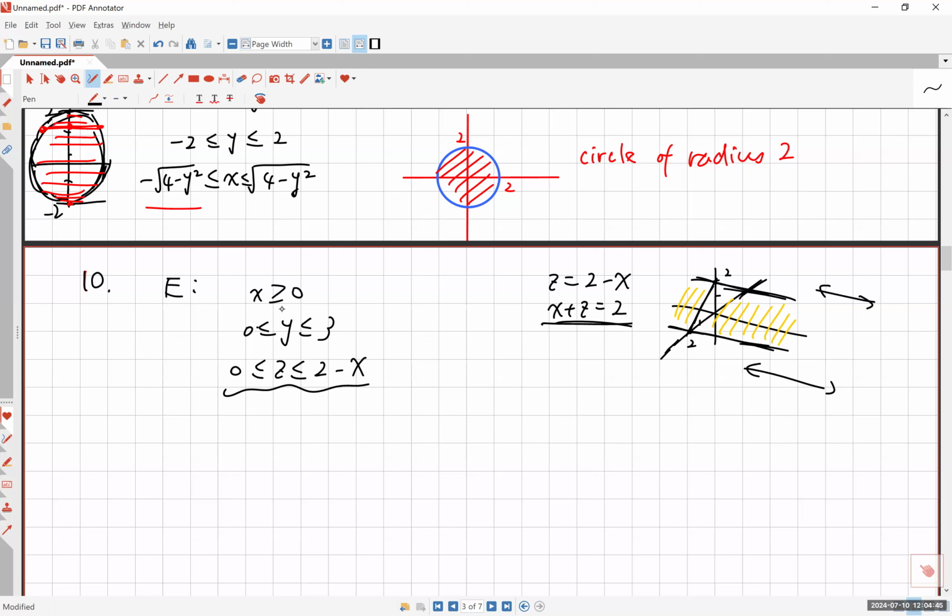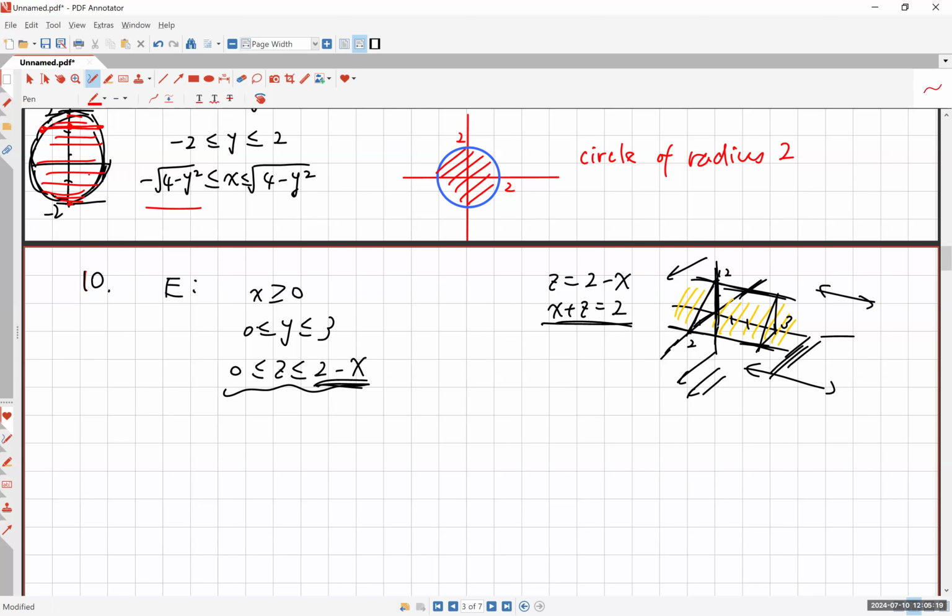You want x to be positive, so forget the backside. All we are talking about is this direction here. It starts here, going in this direction. y goes from 0 to 3: 1, 2, 3, and so it ends here. And then z goes from 0, that's the xy plane, to whenever it touches the roof, which is z equals 2 minus x. So the picture you have is basically that.